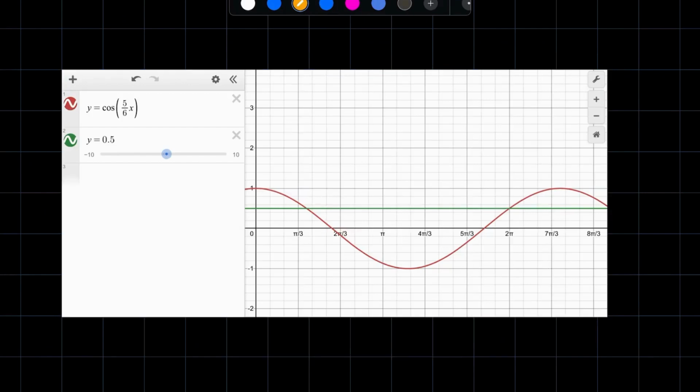Let's have a look at the graph again to see what this would look like. So here you can see that the horizontal dilation of p equal 5 on 6 would compress the cosine graph more and generates two solutions for cos px equals 0.5, one at 2 pi on 5 and one at 2 pi.